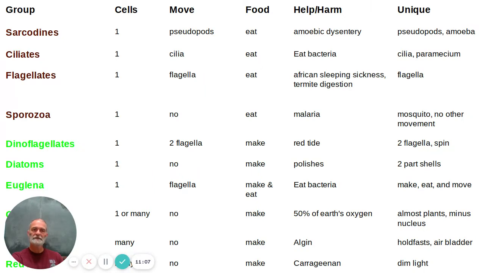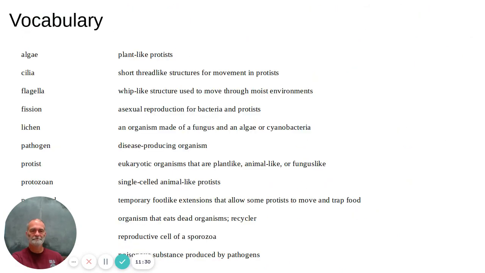So just a big chart that shows the different groups, not including the fungus-like protists, to give you an idea about them. You can look at this on your own if you need more information. It tells you how they're helpful, harmful, what's unique about them, how they get their food, whether they move or not, how they move, how many cells they have. The only thing to watch out for in the helpful, harmful column, it does not tell you which is helpful and which is harmful. That's for you to figure out yourself.